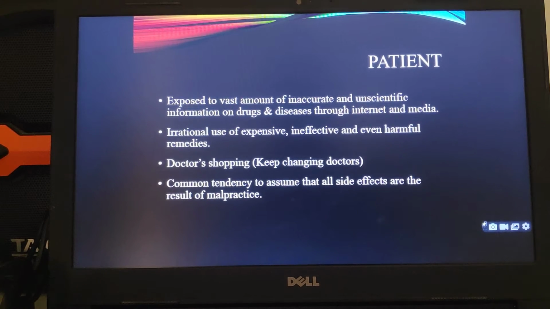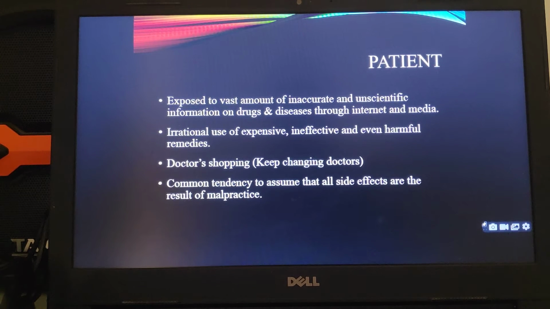Let us see some changes in the behavior of the patient. The patient behavior is now quite different from what we saw earlier. After the use of the internet and many other media, the patient is exposed to a lot of information which is inaccurate and unscientific, without proper validation. So he ends up using irrational drugs which are expensive, ineffective, and can even cause a lot of side effects.